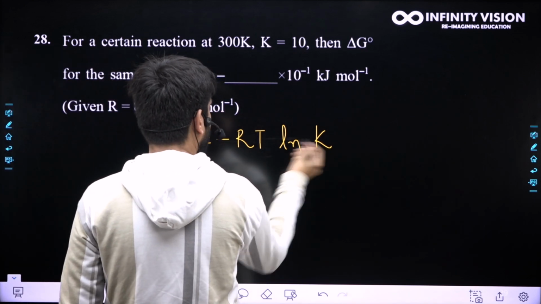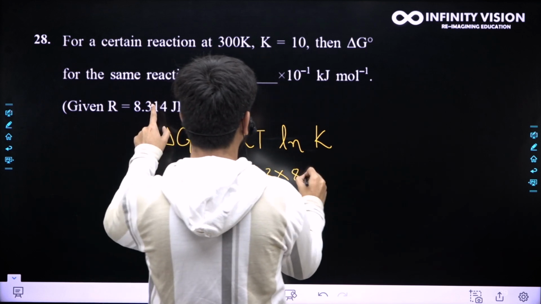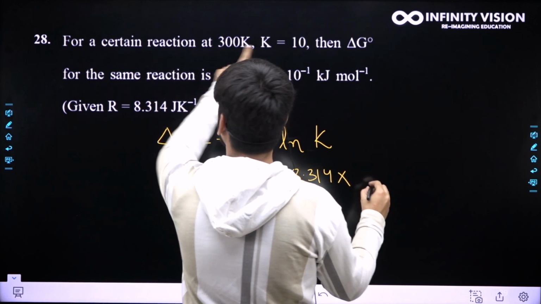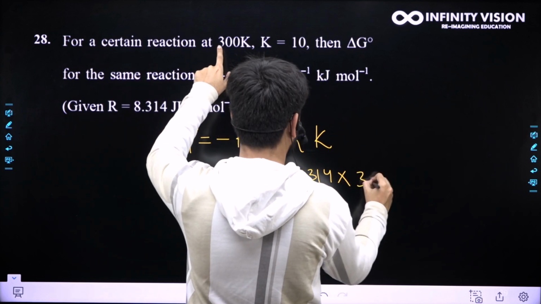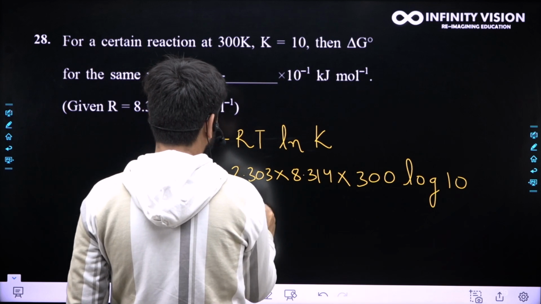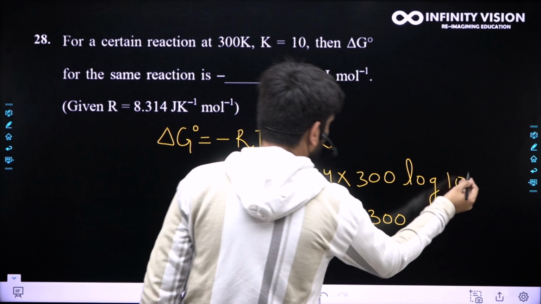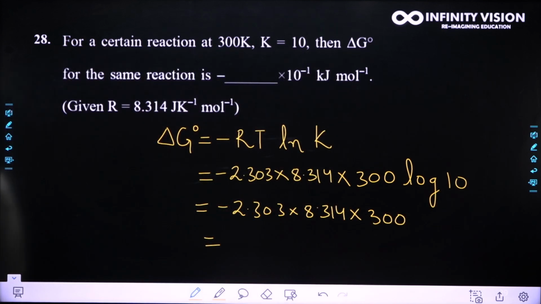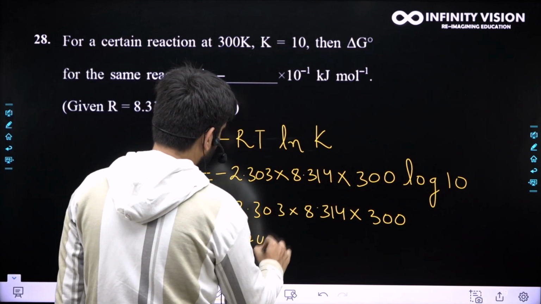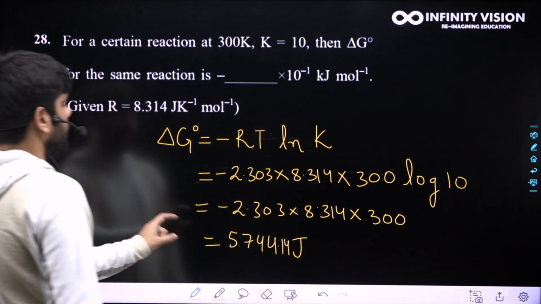We can change it to log. So this is minus 2.303 into R, which is 8.314. Temperature is 300 Kelvin, and this is log of 10, which is 1, because log 10 is 1. So we are supposed to just solve it. Upon solving, what do we get? We get 5744.14 joules.